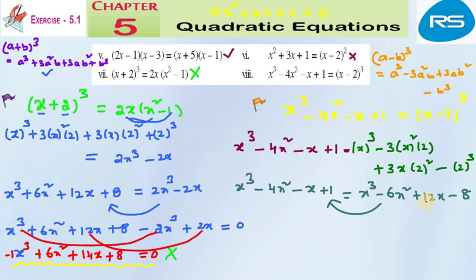So if I transpose all the terms to one side, you will get x cube minus 4x square minus x plus 1, plus x cube becomes minus x cube, and minus 6x square becomes plus 6x square, and minus 12x plus 8 is equal to 0.